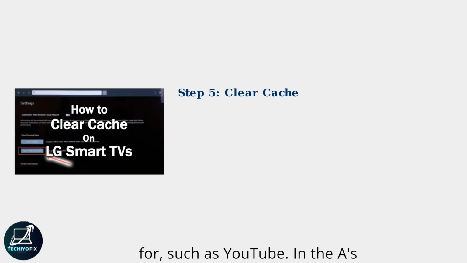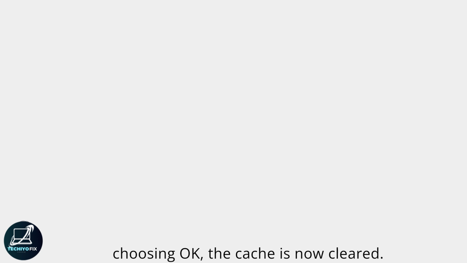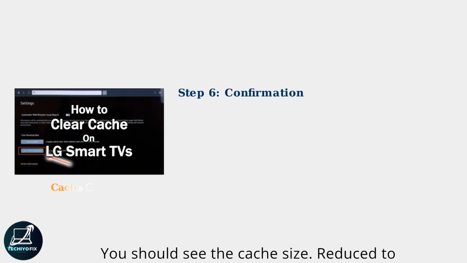In the Apps Information screen, select Clear Cache. Confirm the action when prompted by choosing OK. The cache is now cleared. You should see the cache size reduced to 0 bytes or significantly smaller.